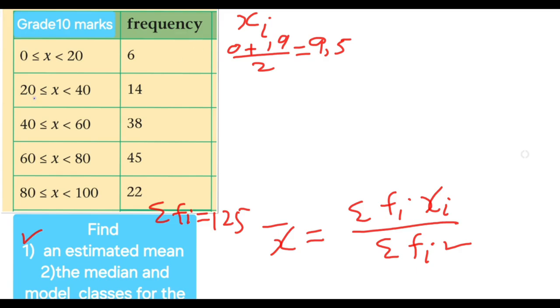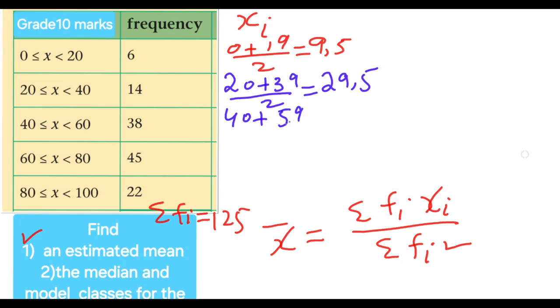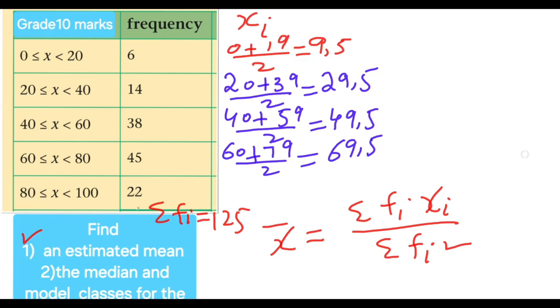Now we need to find the midpoint between 20 and 40. 20 is included. So 20 plus the whole number less than 40, which is 39, divided by 2. The answer will be 29,5. 40 is included. 40 plus 59 divided by 2, I use my calculator, 49,5. Now here 60 is included, plus 79, divided by 2, the answer will be 69,5. The last one, 80 is included, plus 99, divided by 2, the answer is 89,5. So we got xi also.